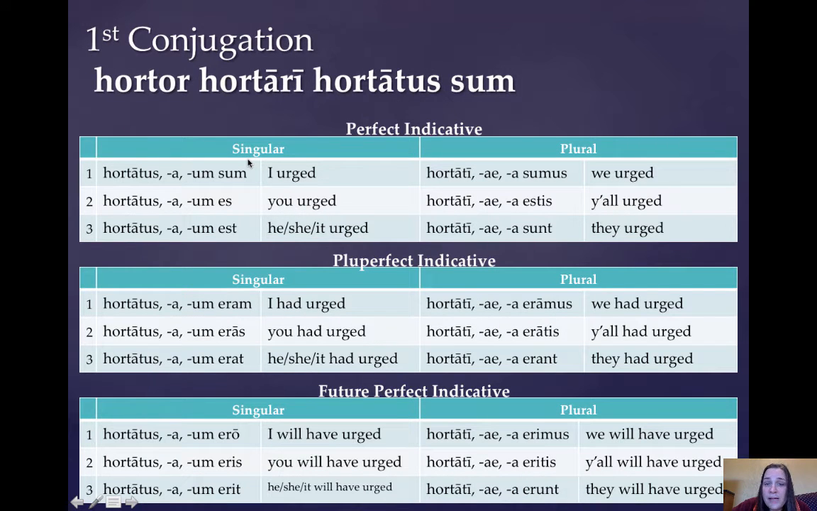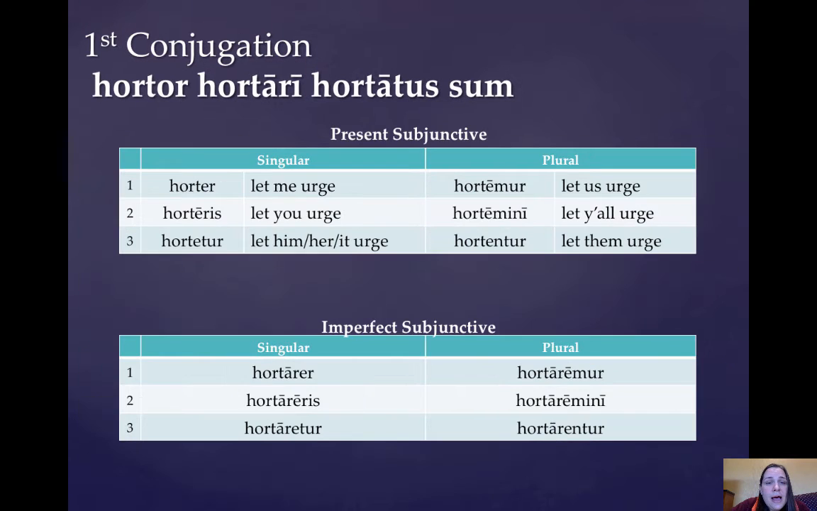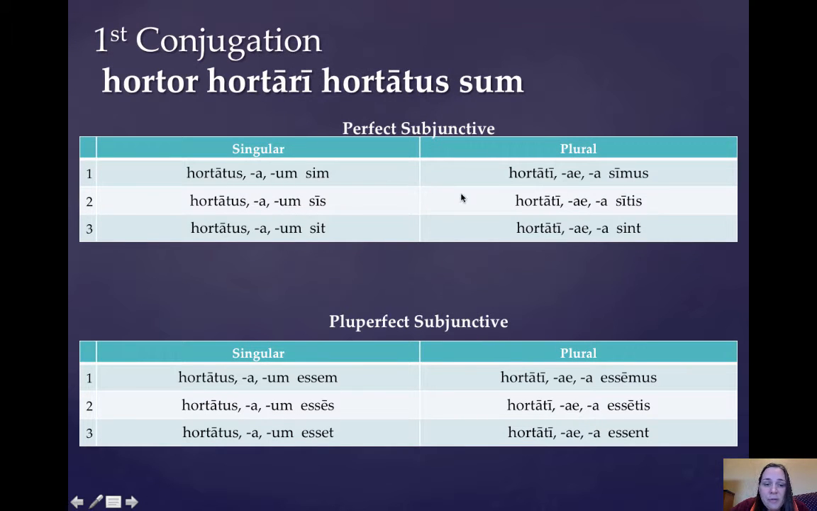For the perfects, again, you're going to use the perfect passive form for other verbs, but they translate actively for these deponents. So, hortāta sum, I urged. Hortāta eram, I had urged. Hortāta ero, I will have urged. Its subjunctive forms are like the passive subjunctive for other first conjugation verbs. So hortor, hortārīs, hortētur, hortāmur, hortāminī, hortentur. Imperfect subjunctive, perfect subjunctive, pluperfect subjunctive.